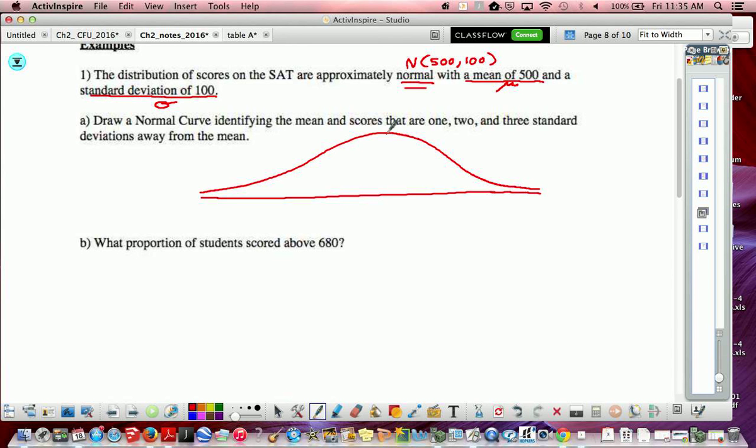Right at the peak, I put my mean of 500. Roughly where the curvature changes, that's 1 standard deviation. So I'm going to try to keep this distance the same, 2, 3, and then I'd use that distance going backwards, 1, 2, 3. Now our standard deviation is 100, nice numbers to work with. So I'm just going to add 100 and subtract 100 from my mean. So now I'm at 600, 700, 800, going backwards, 400, 300, 200.